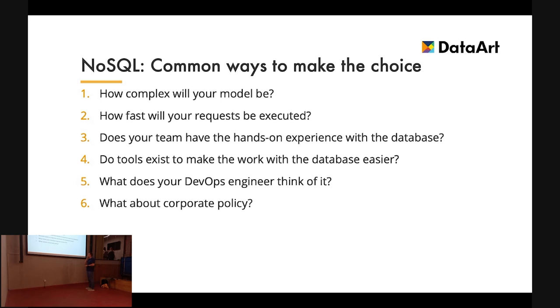This may be a philosophical subject: how we can choose our model. Sometimes it is a really hard question, but sometimes it is very easy. By classical theory, we need to estimate how complex our model will be. For example, if it is a simple model with two fields and we don't need complex search, maybe key-value is acceptable for us. Also, we need to estimate our requirements for performance, for example if we have some extreme performance needs.